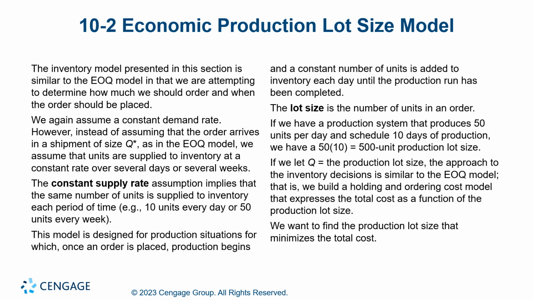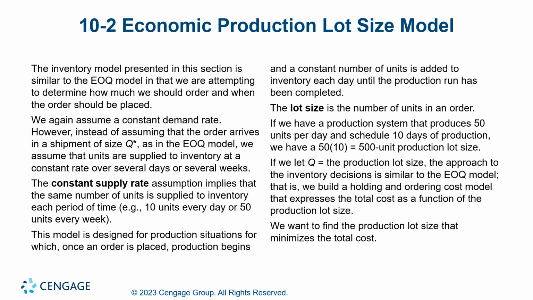The inventory model presented in this section is similar to the EOQ model in that we are attempting to determine how much we should order and when the order should be placed. Again, we assume a constant demand rate. However, instead of assuming that the order arrives in a shipment of size Q, as in the previous example, where every time we order close to 2000 units, as in the EOQ model before.